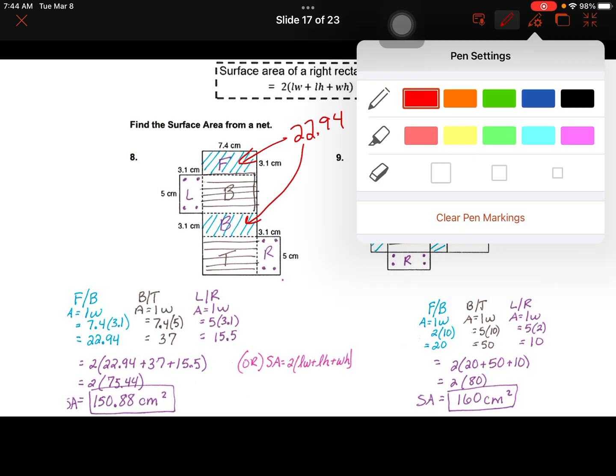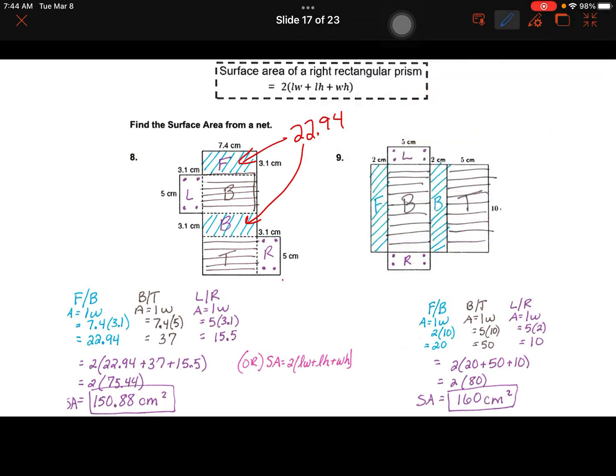And then as you look, you have the 3.1 and the 5. 3.1 and the 5 would give me 15.5, and that would also be the same, and that would be the right side and the left side. And then you have that top and bottom section right there. That would be 7.4 and 5, and 7.4 and 5 is going to give you 37, which would also be the same as this one. And so you could just use that as a frame of reference.